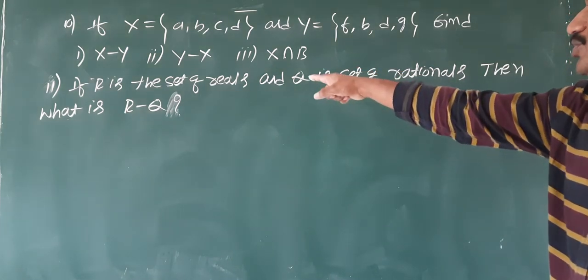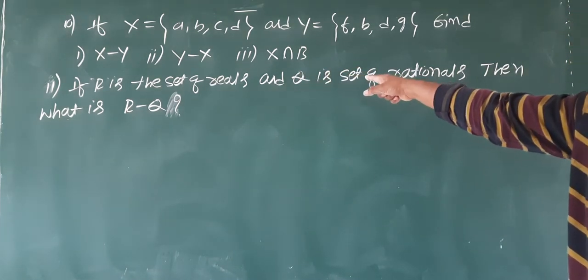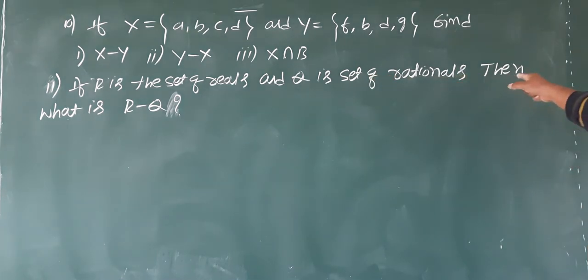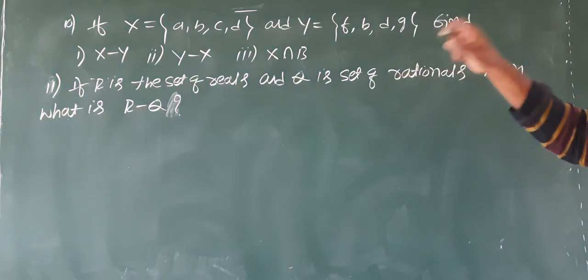So write one more question. If R is a set of real numbers and Q is a set of rationals, then what is R minus Q?